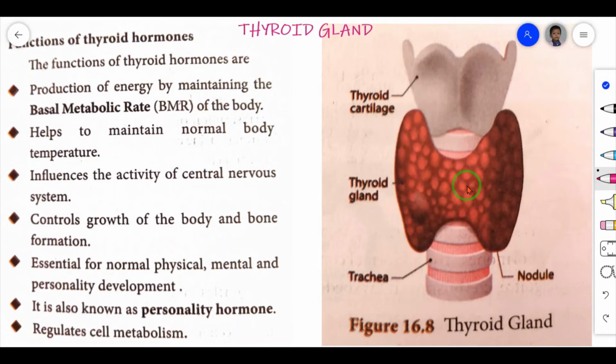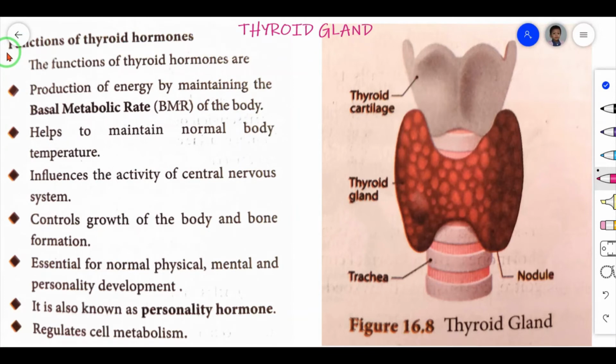So two hormones: triiodothyronine, that is T3, and tetraiodothyronine or thyroxine, that is T4. So these are the two hormones secreted by the thyroid gland. Now let's see the functions of the thyroid gland.